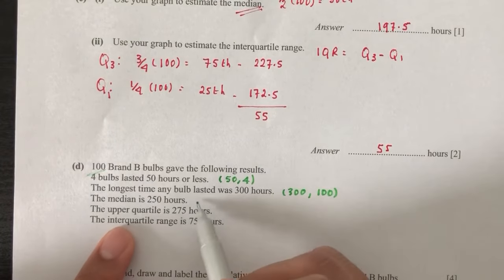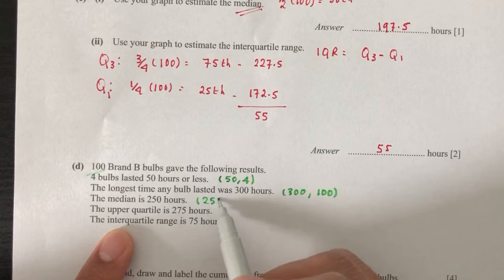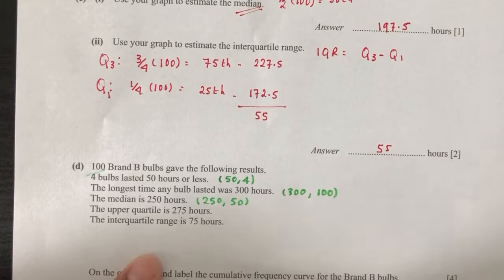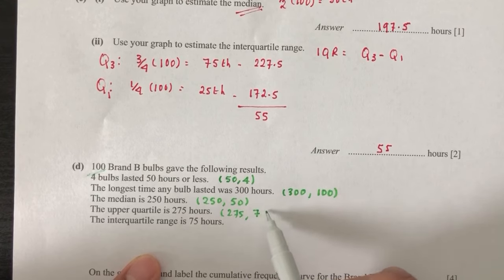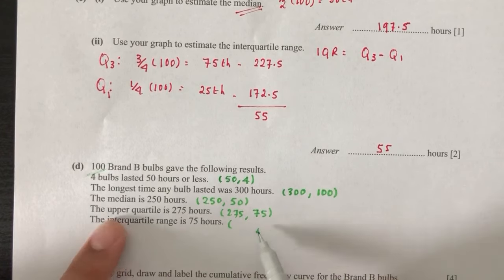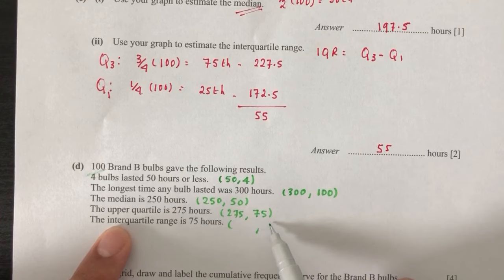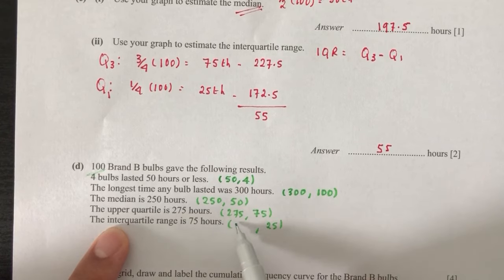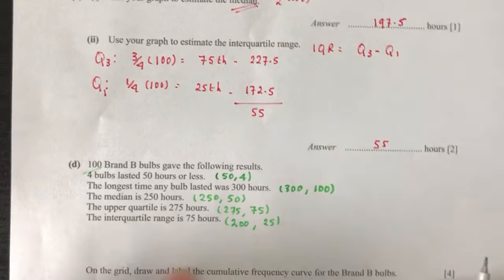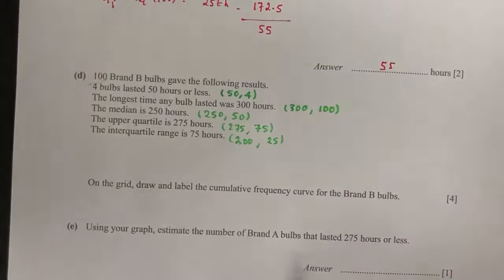The median is this much, which means that this is the mid value, which is 50. The upper quartile will be 275, which is the 75th value, and the lower quartile will be the 25th value. So the range is this, the upper quartile is this, so the lower quartile will be 200. So now we have to plot these points on the graph.